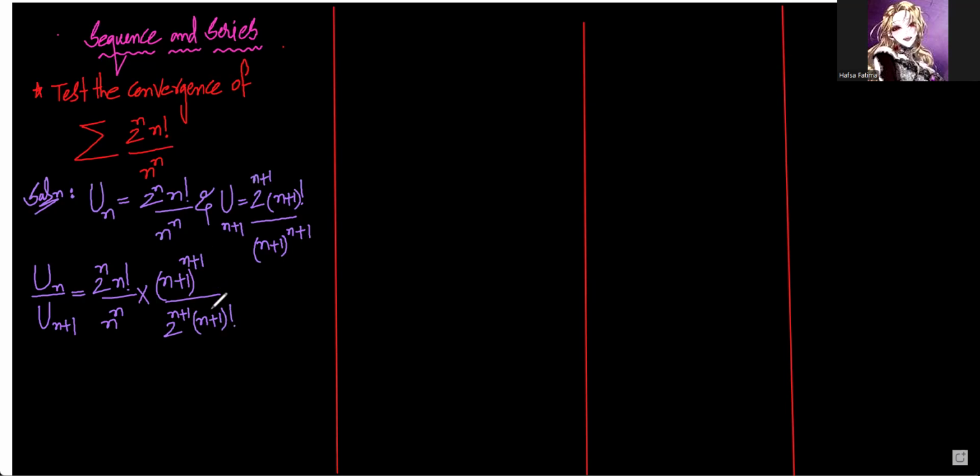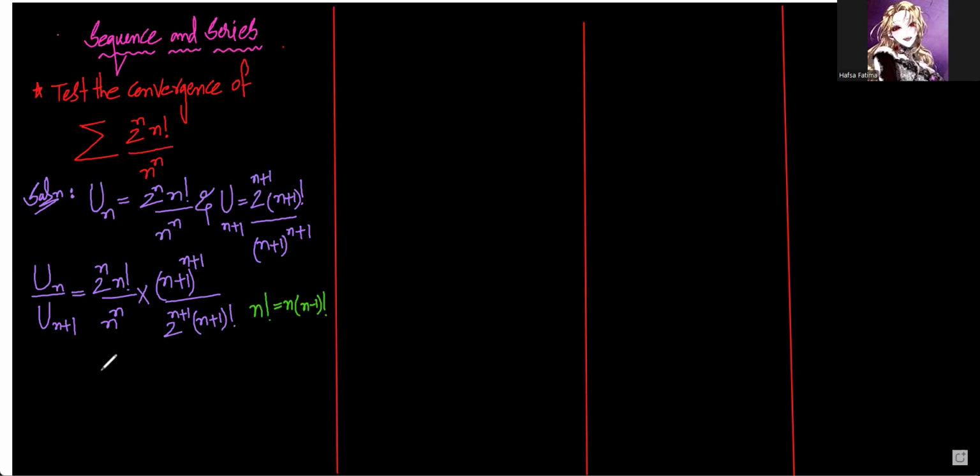Here I want to use this formula: n factorial can be written as n into n minus 1 factorial. I want to apply it to this n plus 1 factorial, not to the other one. Usually students apply it to that, but I am not applying it there. I want to apply it to the denominator.